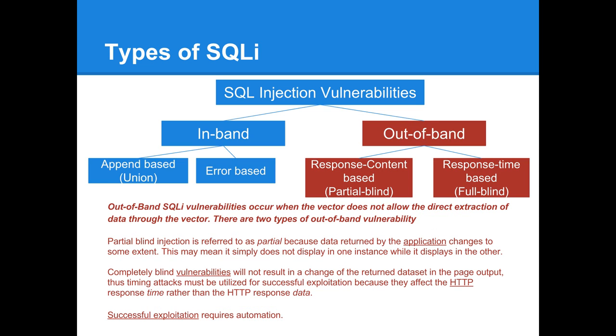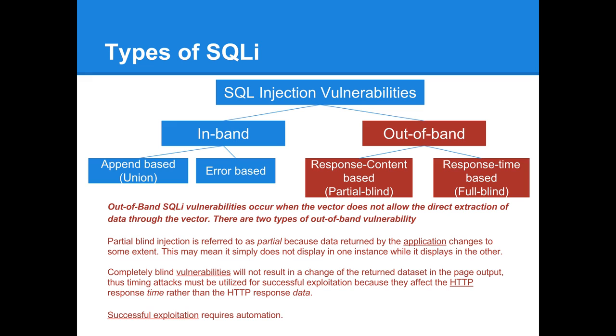The next category, out-of-band SQL injection vectors, encompasses both response content-based as well as response time-based, which are rather called partial blind and full blind SQL injection vectors. And these occur when the vector does not allow the direct extraction of data through the vector. Partial blind is when data returned by the application changes only to some minor extent. This may mean that it simply does not display in one instance while it displays in another, allowing you to ask at least binary questions and have some visual confirmation.